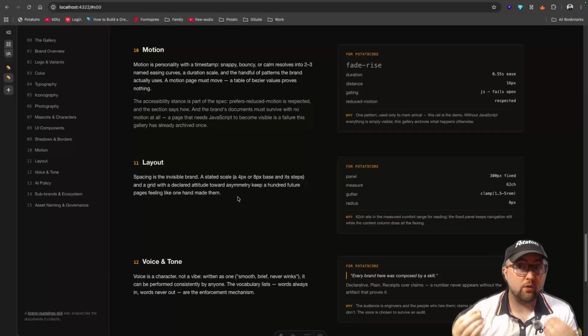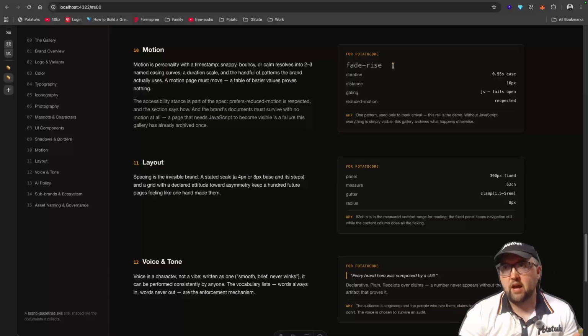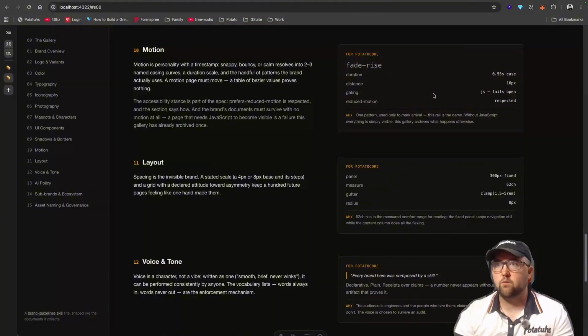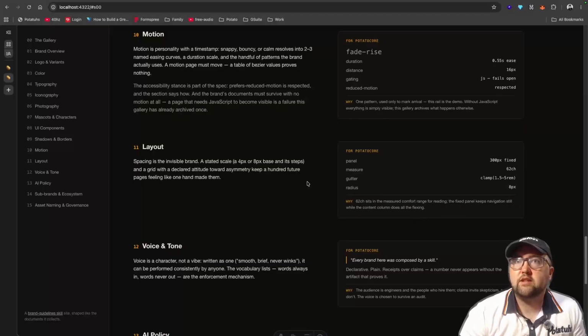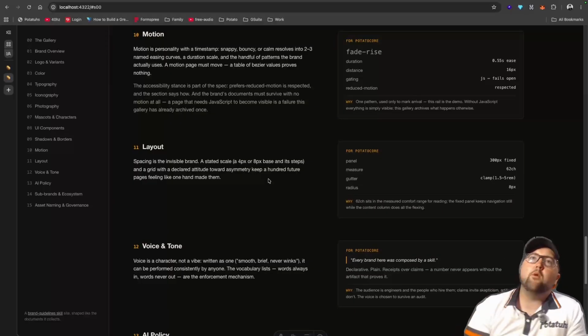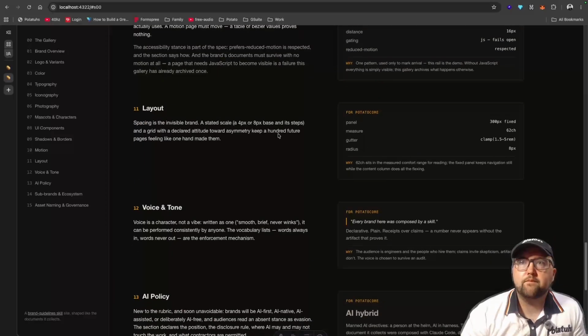See, if we do an adversarial review on this one, that's something I would say. These are popping up too quick. I would prefer it if there was a button or a card where I can click it and then see it self-reflect on what it is. Yada, yada, yada. Layout. Spacing is the invisible brand, a stated scale. Yeah, so we get more into depth on layout later on.